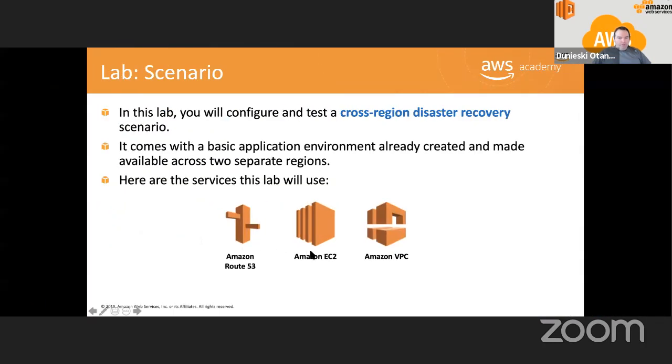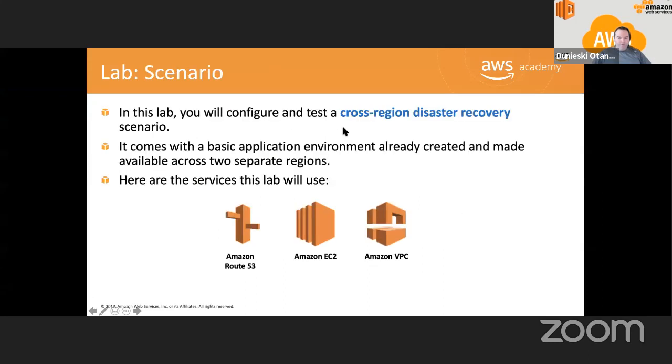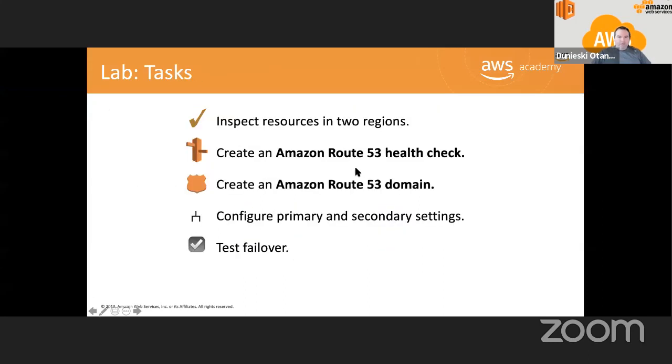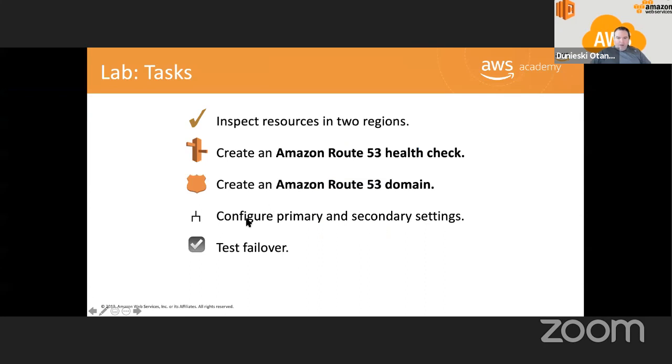So you're going to use Amazon VPC, Amazon EC2, Amazon Route 53 in the lab. You're going to configure and test a cross-region disaster recovery, failover to another region, inspect resources in two regions, create an Amazon Route 53 health check, create an Amazon Route 53 domain, configure primary and secondary settings, and test failover. Okay. Remember, when you have failover, you have to have primary settings and secondary settings. The primary settings is the one working, and the secondary settings is the one in standby.